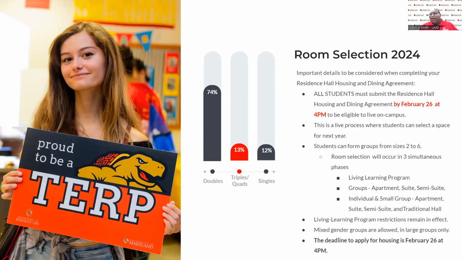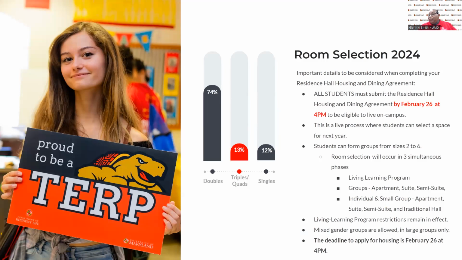Room selection is the process for students to choose a space and live in the residence halls. They must first log into the housing portal and complete the residence hall and dining agreement by February 26th at 4 p.m. We will be saying that many times throughout this presentation. February 26th, 4 p.m. is the deadline to apply. Students have been applying ever since November 13th. We've had over 4,000 students apply already.